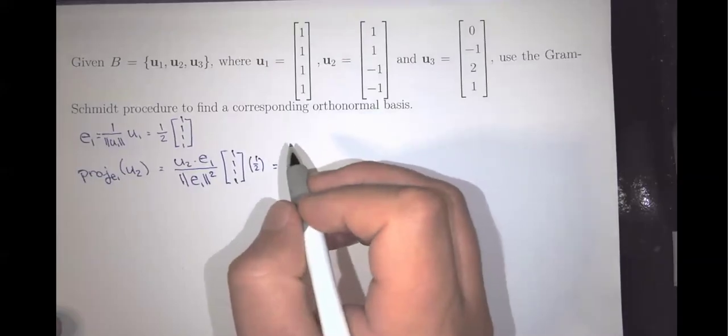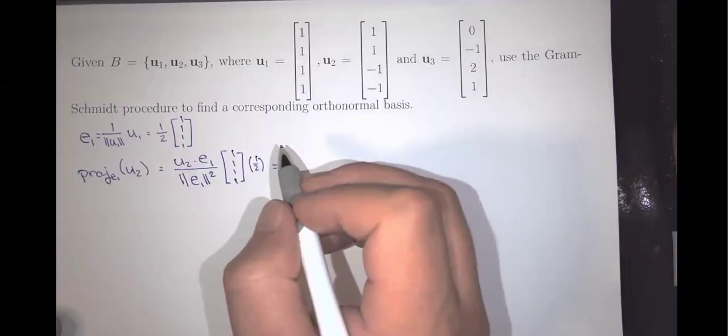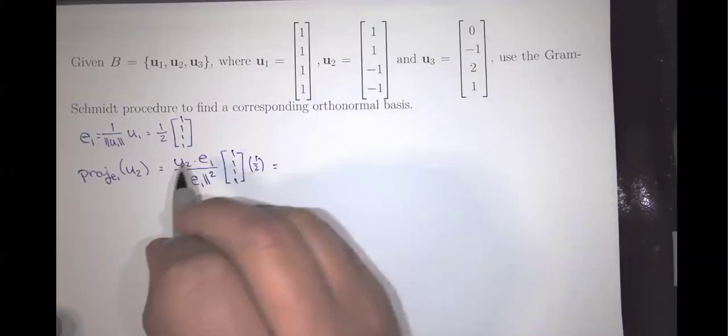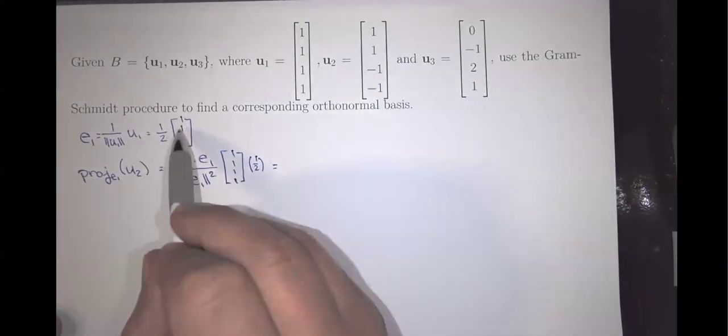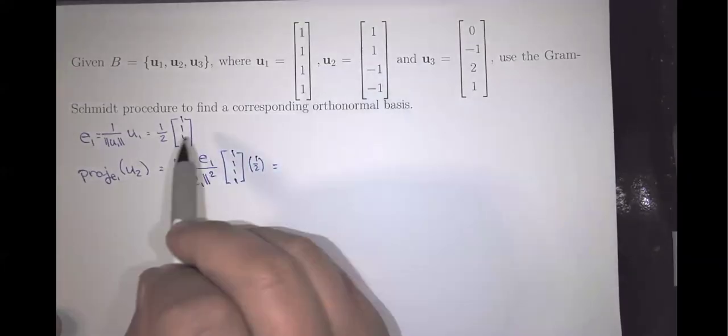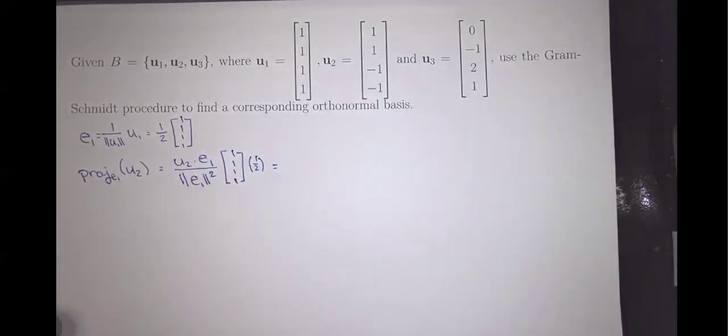So we've got U2 dot E1. There's going to be a 1/2 that pops out front, but essentially we've got 1 plus 1 minus 1 minus 1. And so we've got that dot product as 0. So the projection of U2 onto E1 is 0.